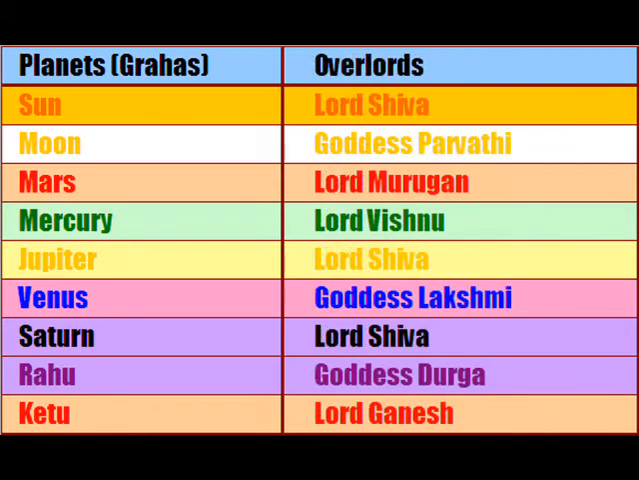The next chart states the overlords of the respective planetary lords. When you're performing remedies for the planets, it is good to do so for both the planetary lords and their respective overlords. We shall look at an example of a birth chart in the next lesson.